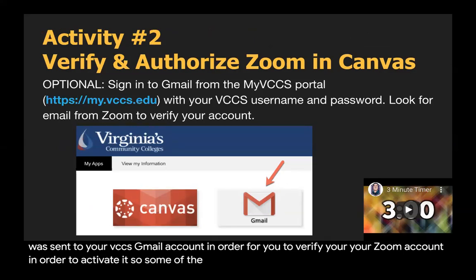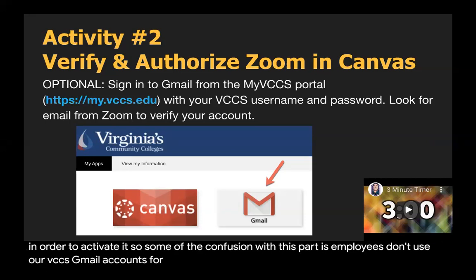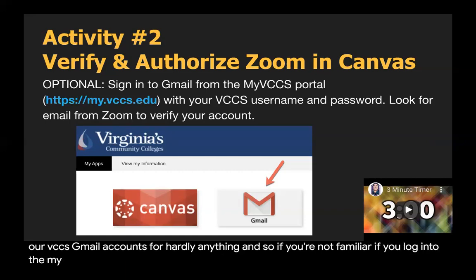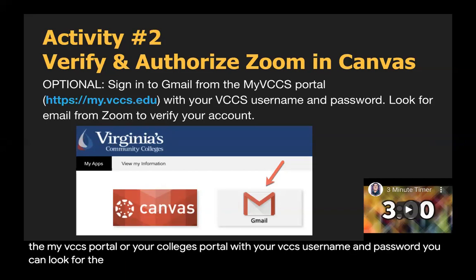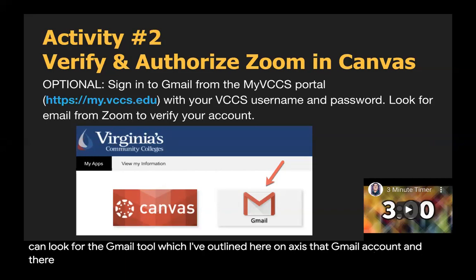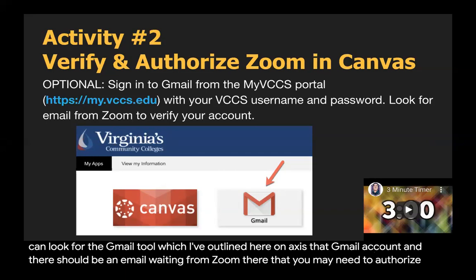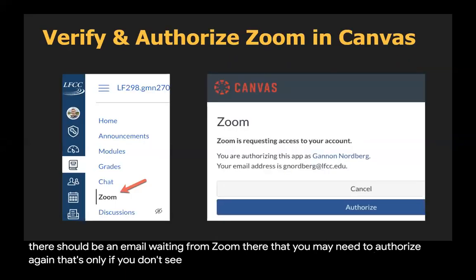So some of the confusion with this part is employees don't use our VCCS Gmail accounts for hardly anything. And so if you're not familiar, if you log into the My VCCS portal or your college's portal with your VCCS username and password, you can look for the Gmail tool, which I've outlined here on the screenshot, and that will let you access that Gmail account. And there should be an email waiting from Zoom there that you may need to authorize. Again, that's only if you don't see this option on the right here where it's asking you to authorize.